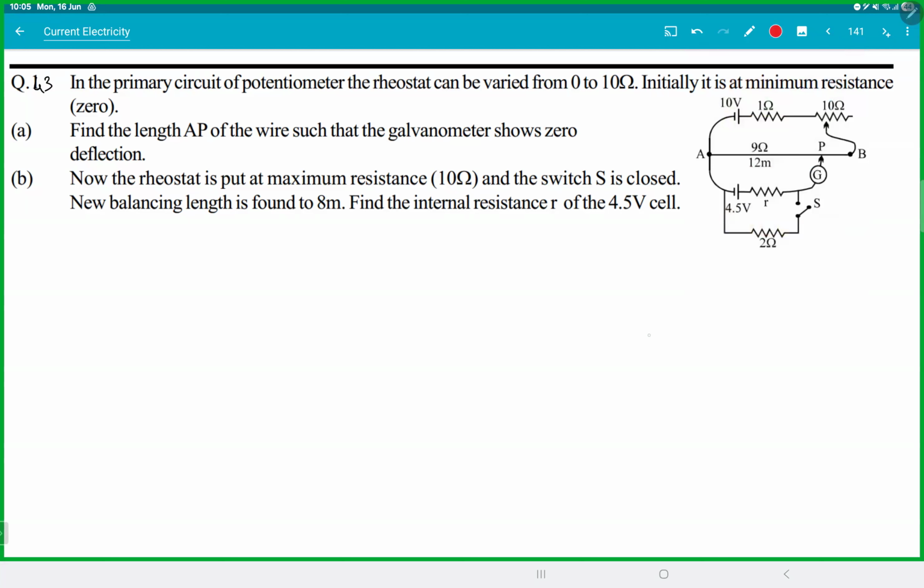One thing, in case you don't know, what is a rheostat? A rheostat is a variable resistance. You can change the resistance from 0 to 10 in this case. So rheostat is a device where you can adjust the resistance. Let's get this. I'll give you 2 minutes for each part.